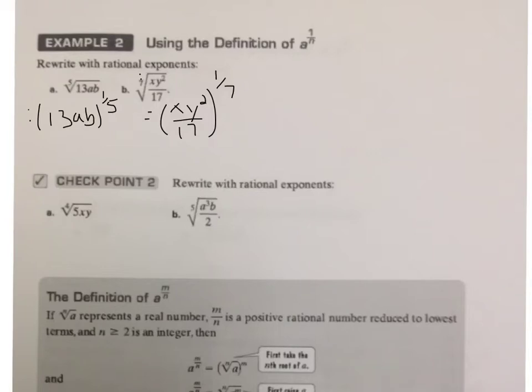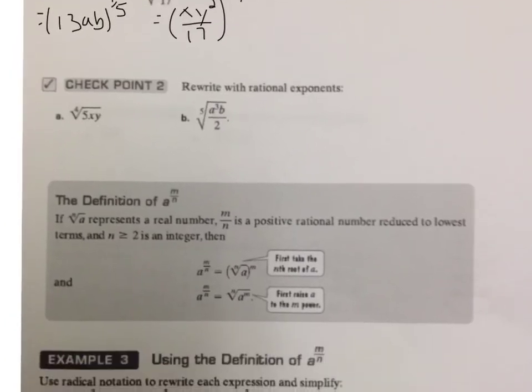Pause here, try your checkpoints. When you come back, I'll give you the answer. Alright, checkpoint 2A is 5xy to the 1/4.